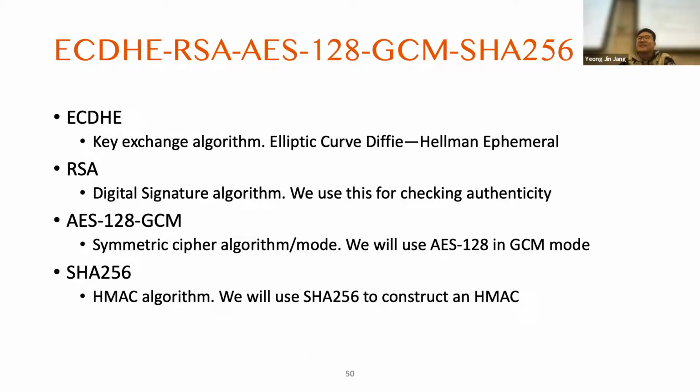So we have seen the cipher suite, and now I believe you all know what each part means. ECDHE RSA 128 GCM SHA-256 means the first part is the key exchange algorithm, and the second part is the digital signature algorithm. The Diffie-Hellman material will be signed with RSA. After sharing a master secret, we generate the symmetric cipher key and the MAC key.